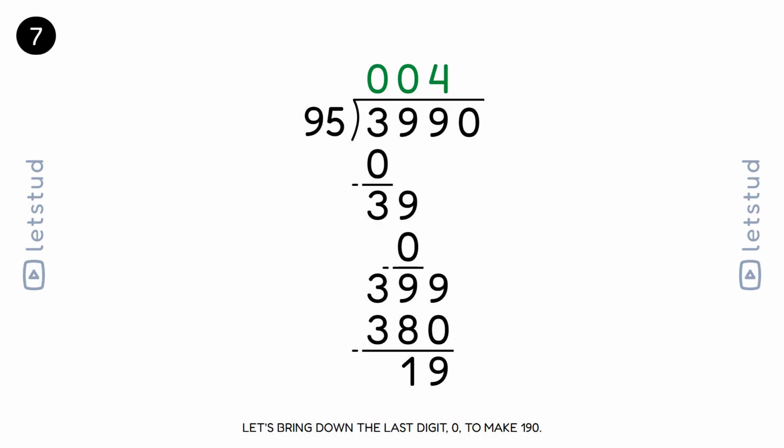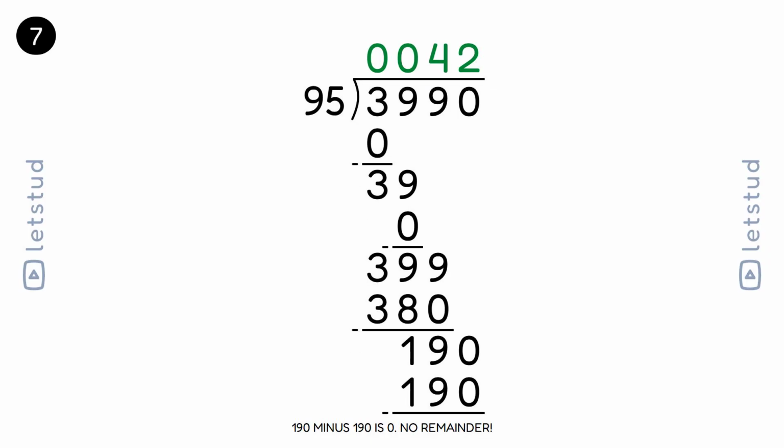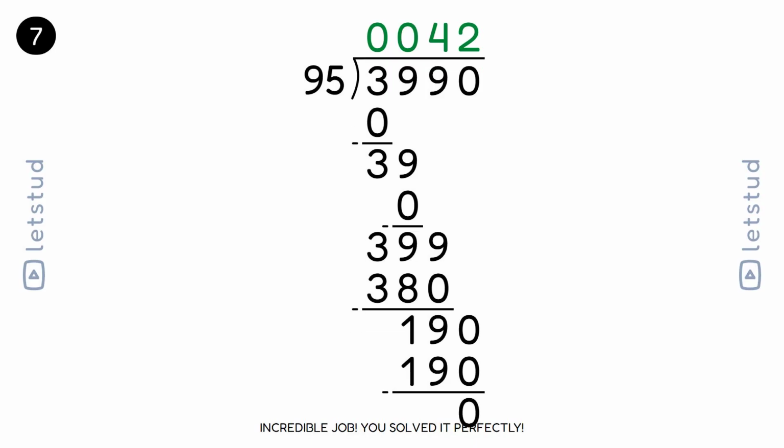Let's bring down the last digit 0 to make 190. Our final number is 190. Let's divide 190 by 95. We brought down the last 0, making it 190. 95 goes into 190 exactly 2 times. 2 times 95 is 190. 190 minus 190 is 0. No remainder. Incredible job, you solved it perfectly.